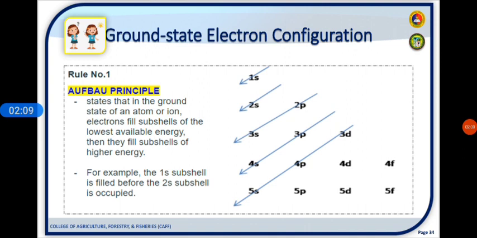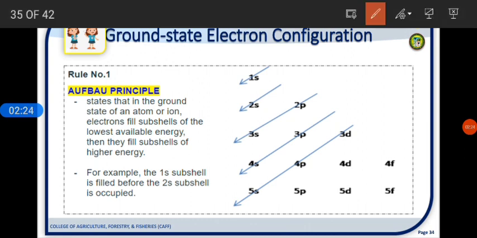The Aufbau principle states that in the ground state of an atom or ion, electrons fill subshells of the lowest available energy, then they fill subshells of higher energy. So what does it mean? You have to fill the subshells with electrons starting from the lowest available energy before you go to the subshells of higher energy. So for example, the 1s subshell is filled before the 2s subshell.